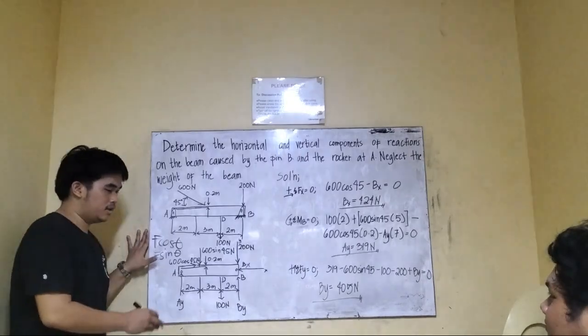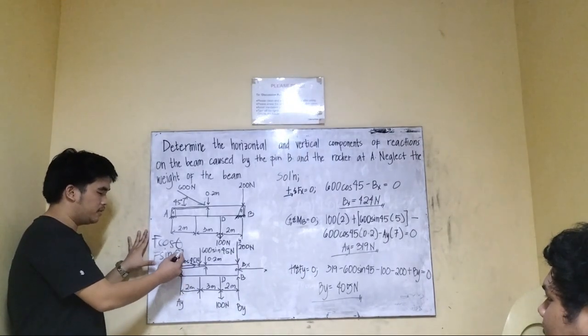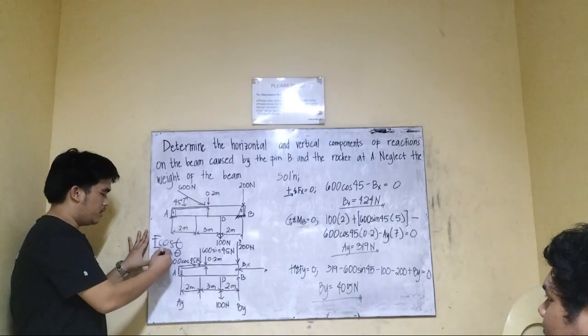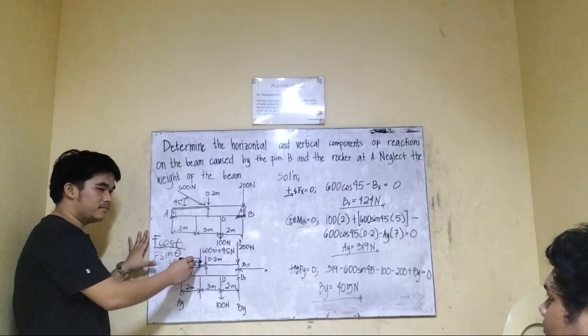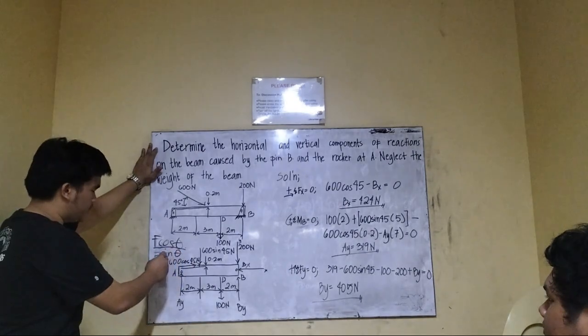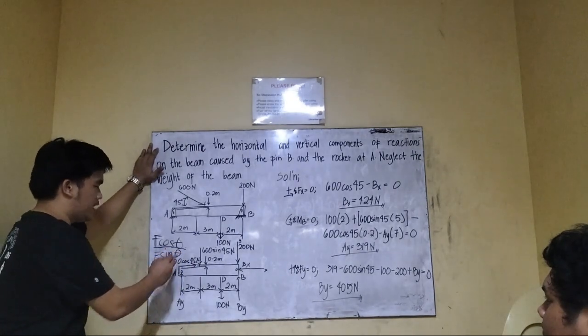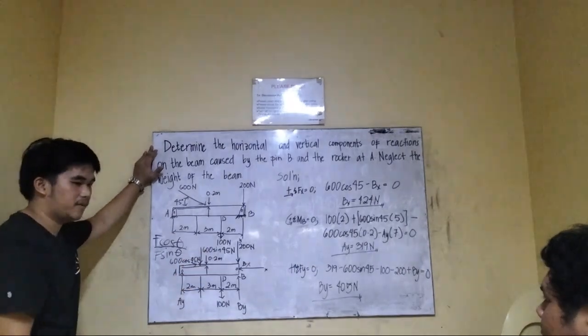So to get X, this angle, 600 cosine 45 degrees, we're going to use this formula to get X. And to get Y, the Y-axis, we have this F sine theta. So it becomes 600 sine 45 Newton.